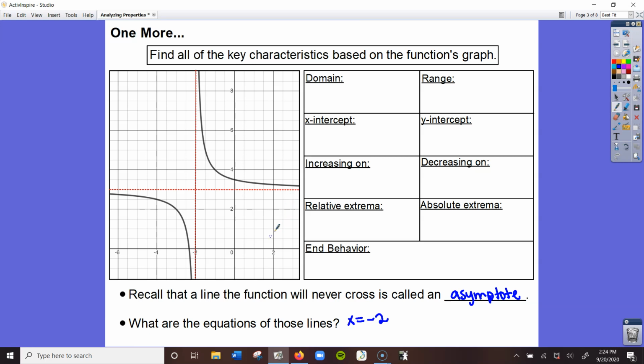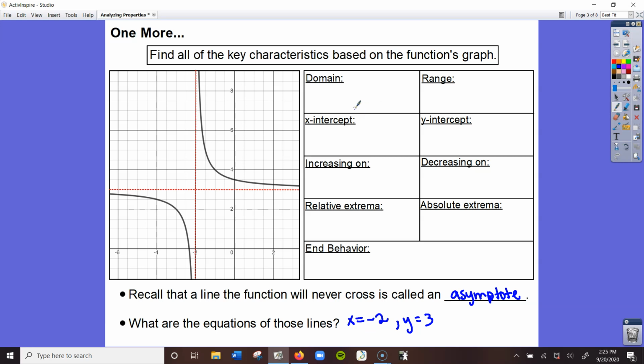Then the range is going to be affected by this horizontal line, because that is y is equal to 3. Remember, domains are in terms of x's and range is in terms of y's. So if you have these lines that are cutting your graph into two parts, we have to make sure that we exclude those values from the domain and the range.